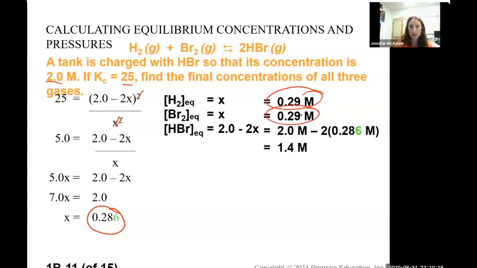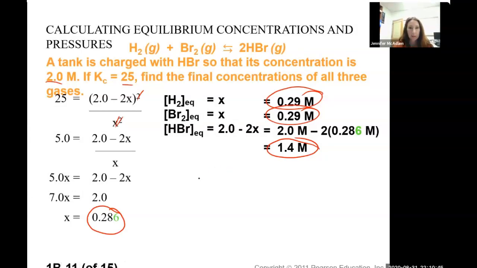And so here are our answers. Now again, we're at 95%-ish on this one. We need to check it. And again, I always suggest that you check, so we know that we did it right. How do we check it? We would just put in K, which is 25: 1.4 squared over 0.29 times 0.29. And when you do that, you get 25.